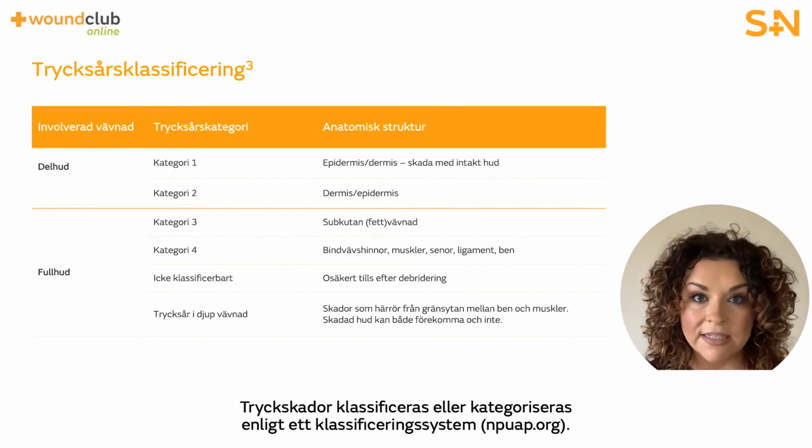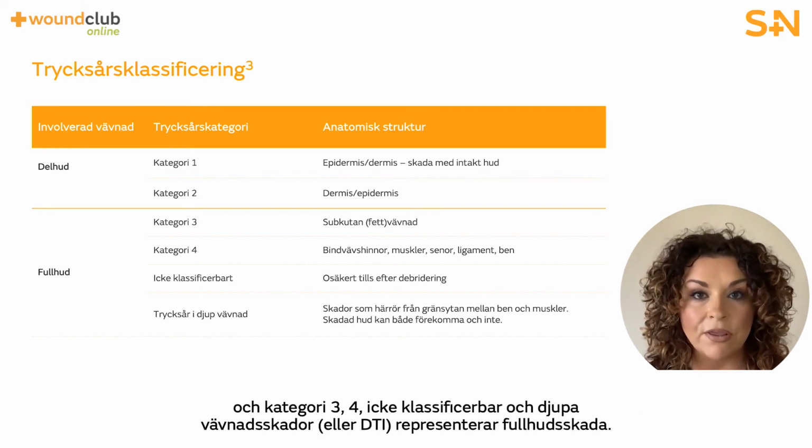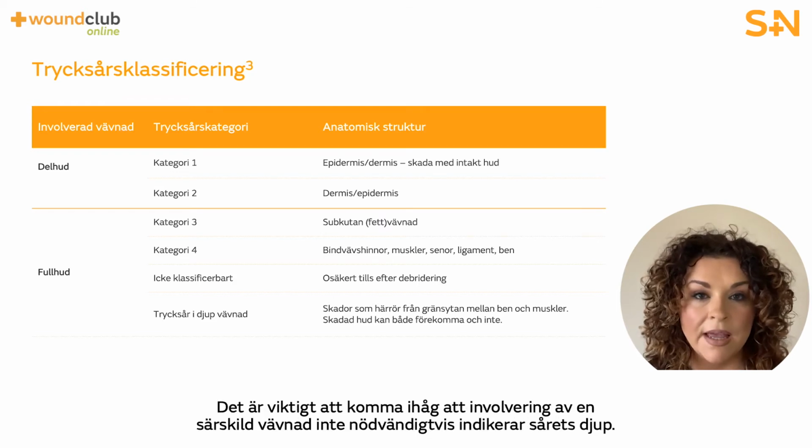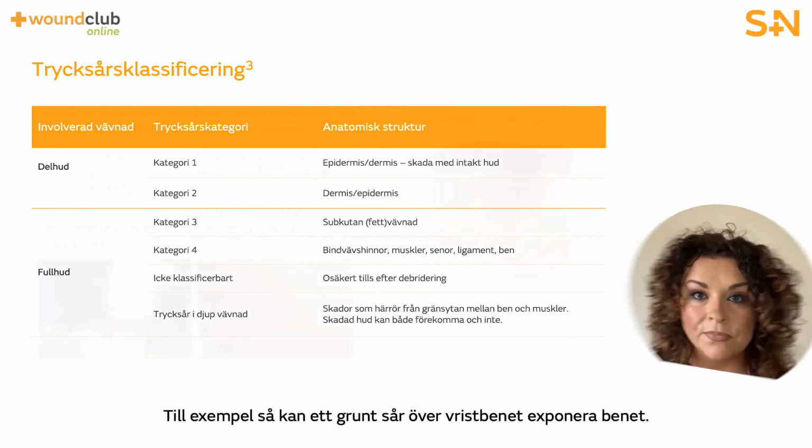Pressure ulcers are categorised according to a classification system. In this table, you can see that Category 1 and 2 pressure ulcers represent partial thickness tissue damage, whereas Category 3, 4, unstageable and deep tissue injuries or DTIs represent full thickness tissue damage. It's important to remember that the tissue involvement is not necessarily an indicator of wound depth. For example, a shallow wound over the malleolus may have exposed bone.